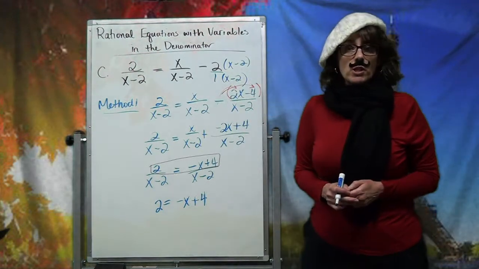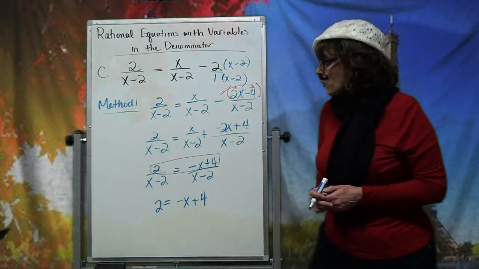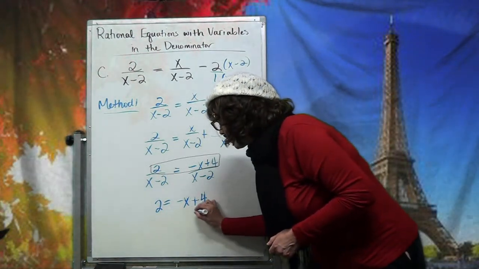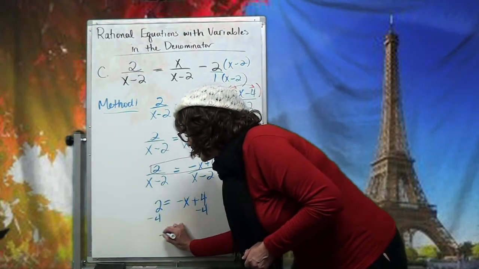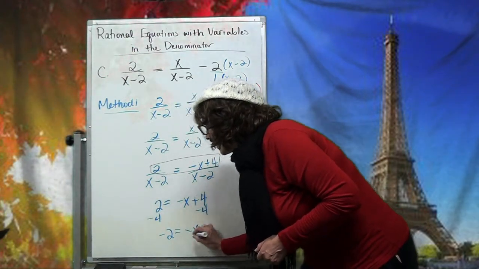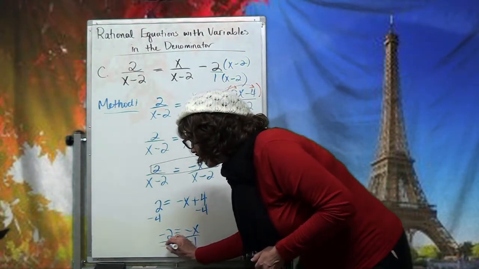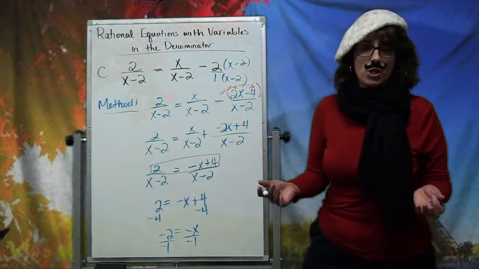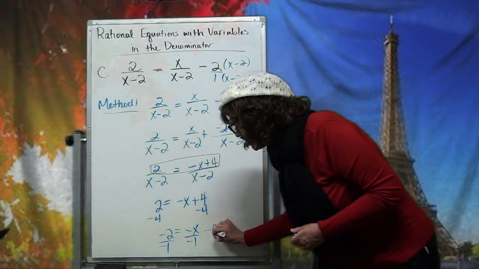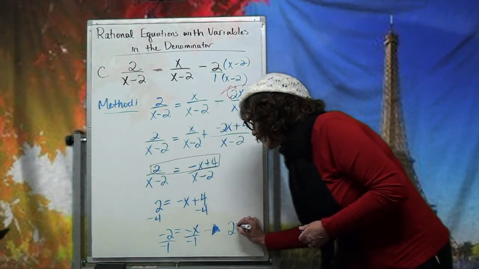We are down to an equation that's pretty easy to solve. So what I'm going to do is subtract that 4 from both sides. 2 minus 4 is a negative 2. And now I'm going to divide both sides by a negative 1. And remember, dividing by a negative on both sides simply changes every single sign. So I end up with a 2 equal to x.